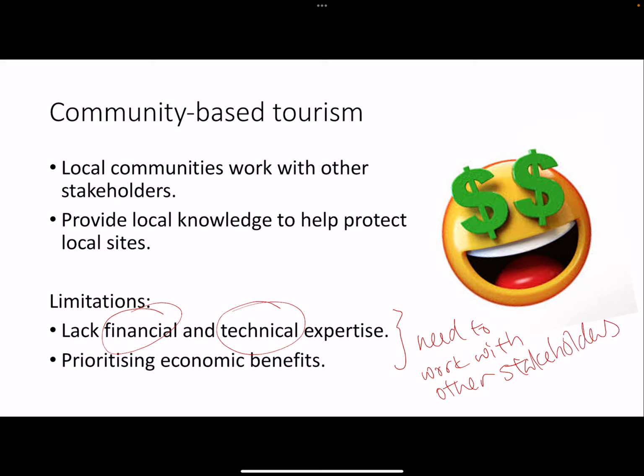So what are these other stakeholders we're talking about? It could be the government, it could be the international organizations, it could be the business owners themselves.